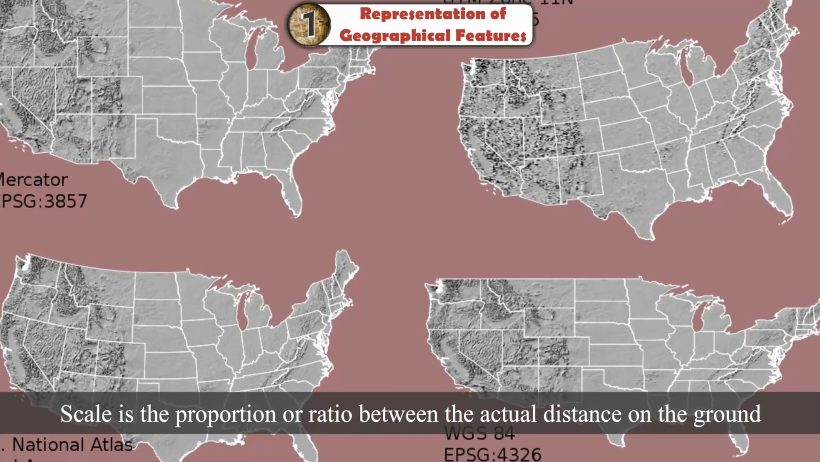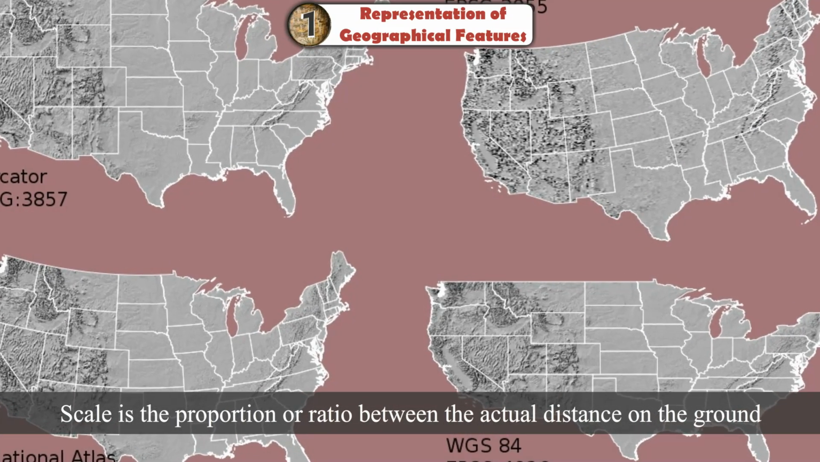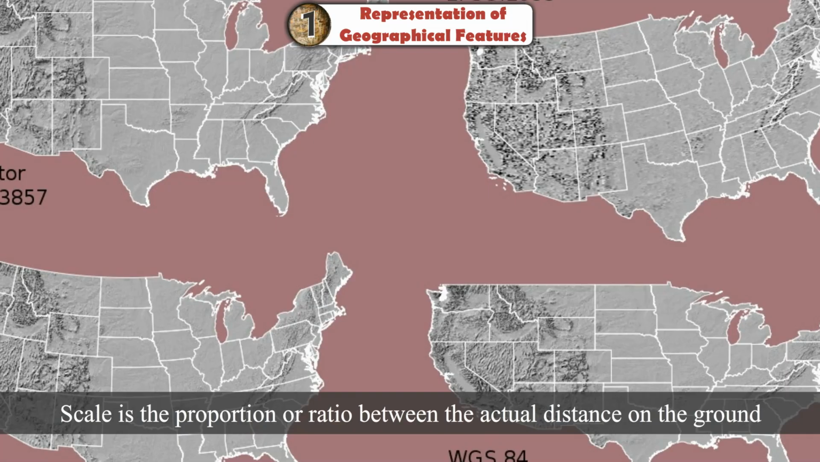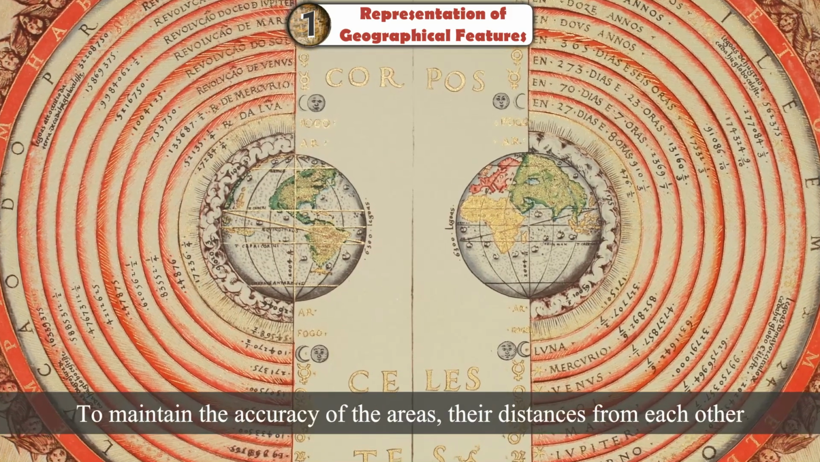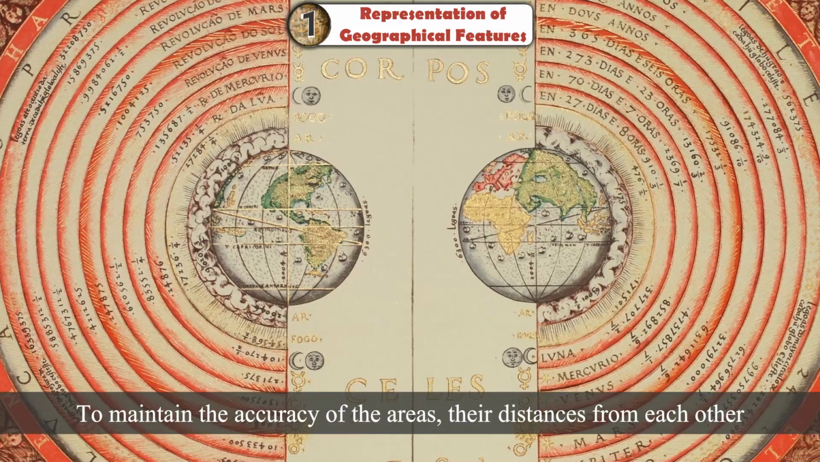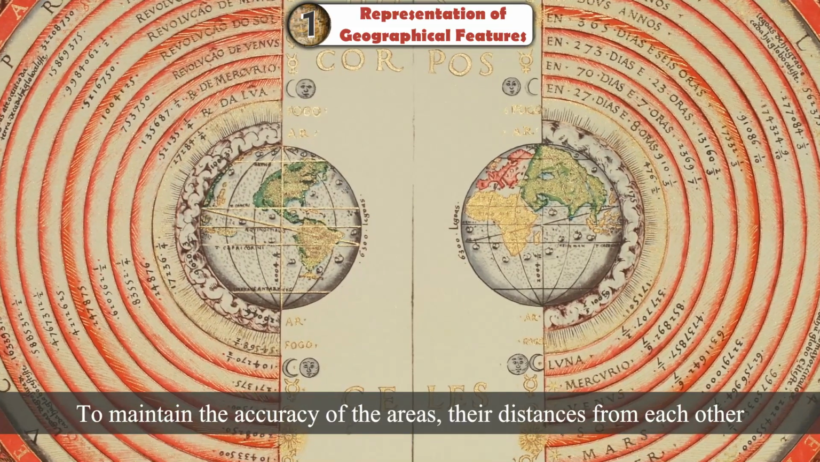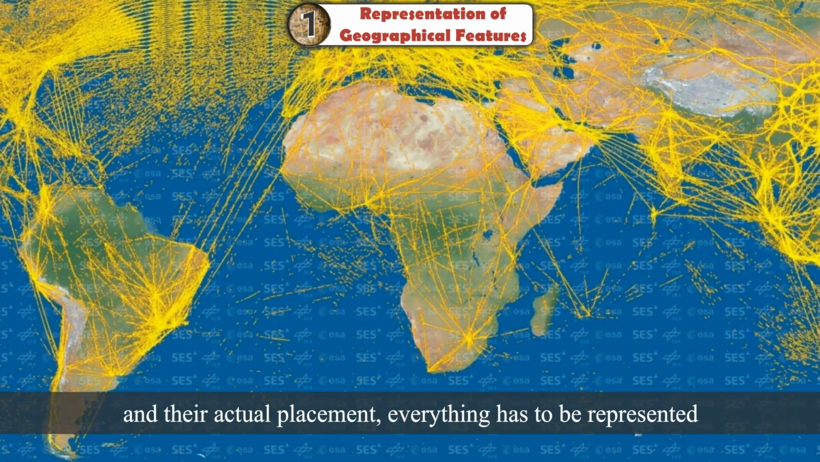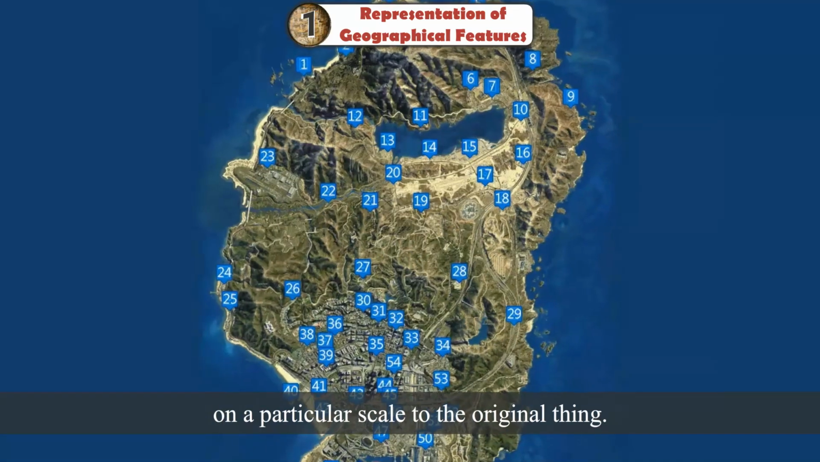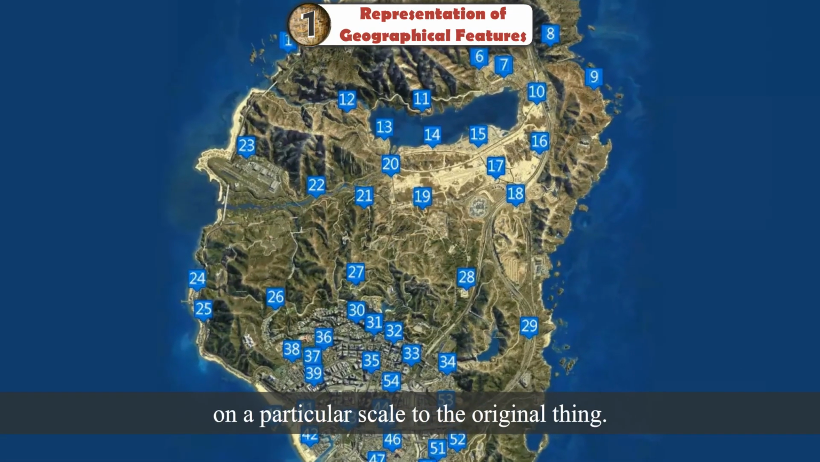Scale is the proportion or ratio between the actual distance on the ground or the Earth's surface and the distance shown on a map. To maintain the accuracy of the areas, their distances from each other, and their actual placement, everything has to be represented on a particular scale to the original thing.